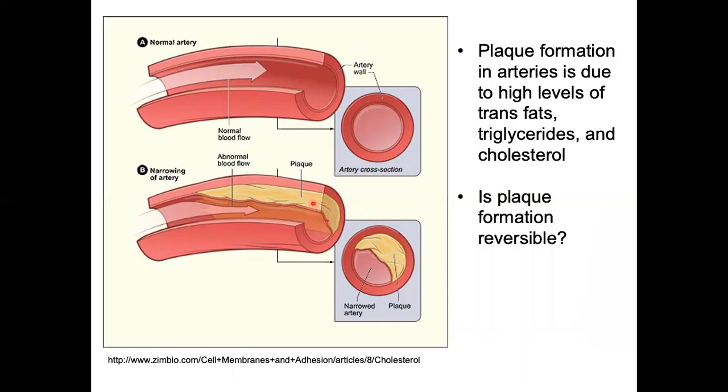You can actually break down this plaque. If you cut out your animal fats and your excess fat, excess cholesterol and sugar, you'll actually pull the stuff out of the artery and degrade it. So you can actually reverse cardiovascular disease to a certain extent.